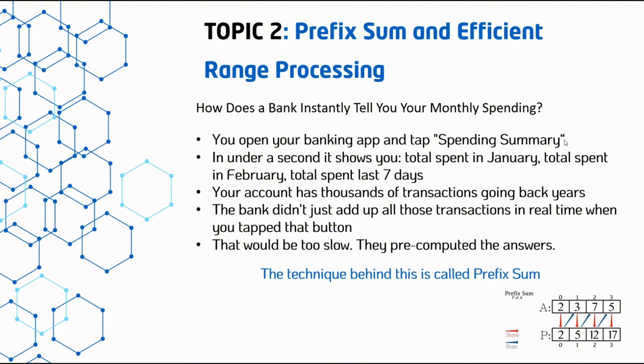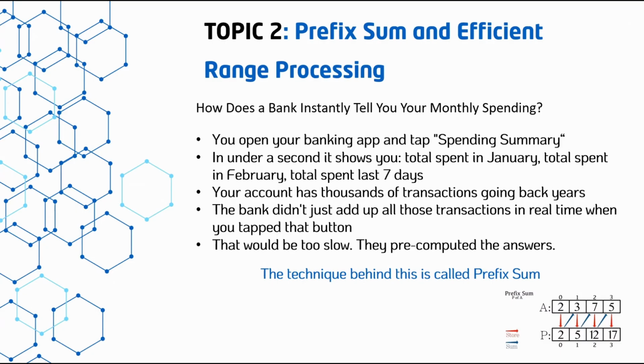So hash maps, frequency counting, that's that. And now we are going to talk about something called prefix sum and efficient range processing. So what is this?